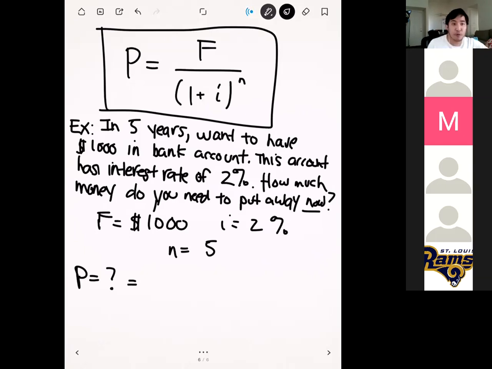And so let's just use the formula that we have at the top of this page and plug everything in, right? So our F is 1,000. Our interest rate is 2%, so let's do 0.02. And then we do this for 5 years. And then what we get is $905.73.